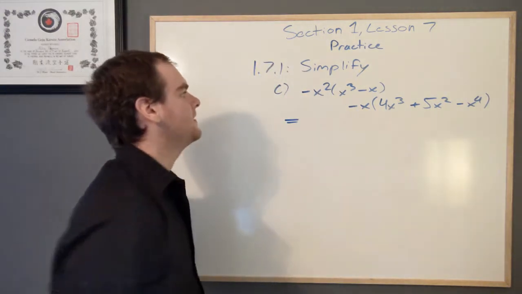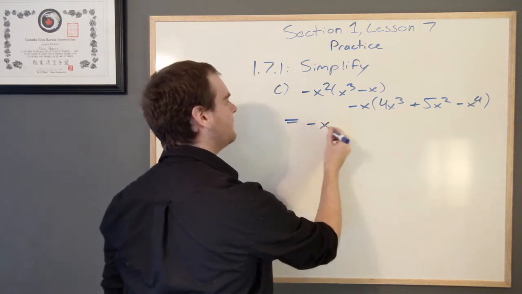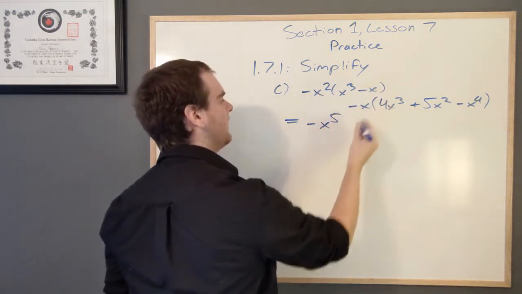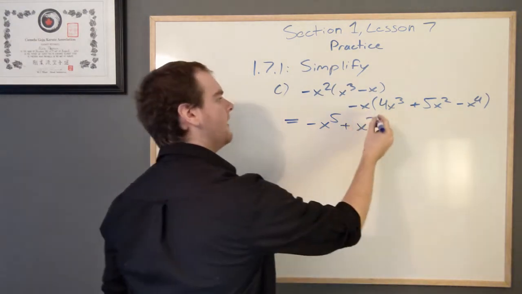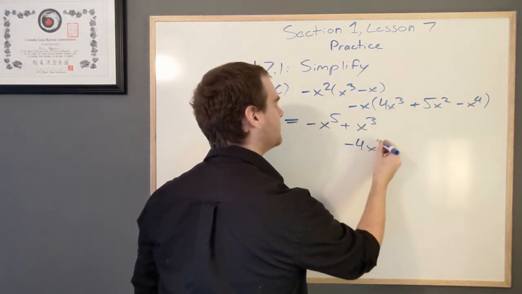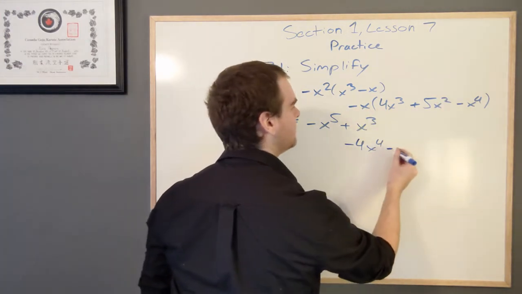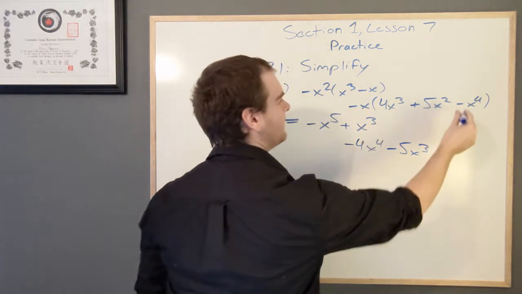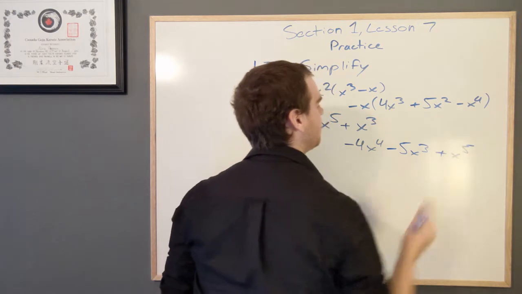First up, we're going to expand these multiplications. So negative x squared times x cubed is going to be negative x to the 5. Negative x squared times negative x is going to become positive x cubed. Negative x times 4x cubed is going to be negative 4x to the 4th. Negative x times 5x squared is going to become negative 5x cubed. And negative x times negative x to the 4 is going to become positive x to the 5th.